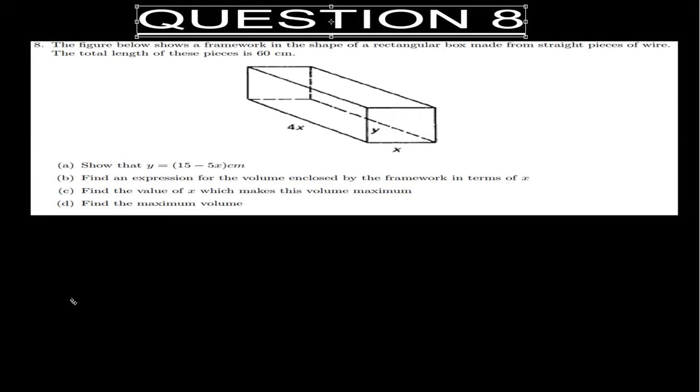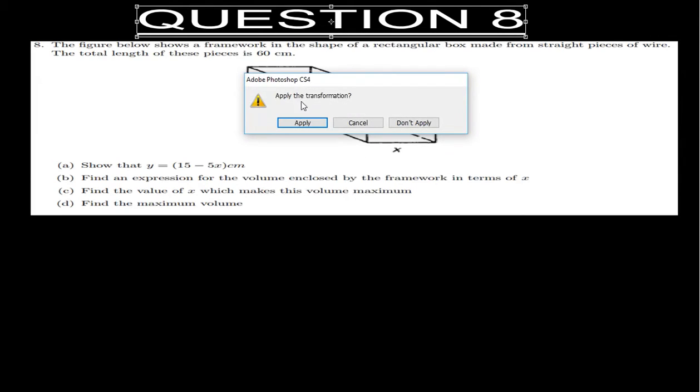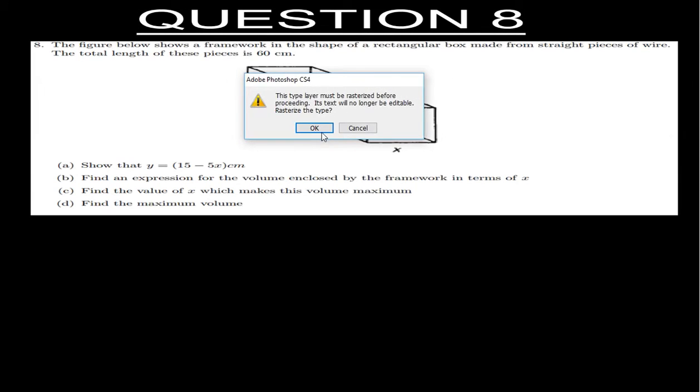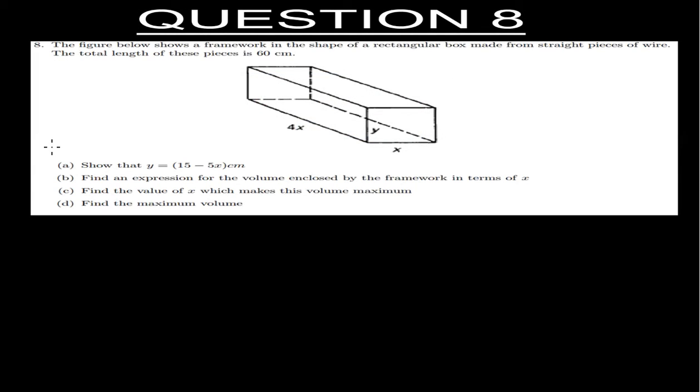Hi everyone, so this is question 8 from the assignment that you guys were given. So I'm going to start by solving question 8, then I'll come and solve the rest of the questions sometime later. Yeah, so we're going to start with A. So this is A, which says show that y is equal to 15 minus 5x.